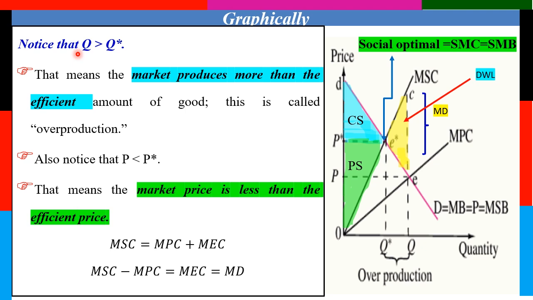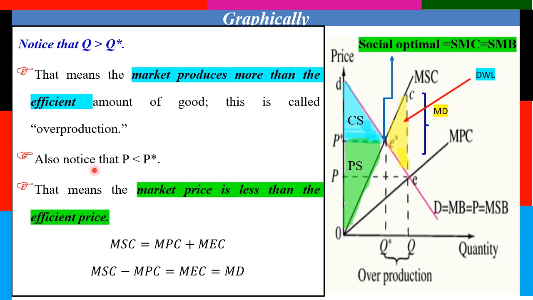You should have to know that Q at the market equilibrium is greater than the quantity that is produced at social optimum. Here, Q is greater than Q star. The equilibrium quantity at the market is greater than the equilibrium quantity at social optimum. And this causes overproduction. This means that the market produces more than the efficient amount of the good. This is called overproduction.